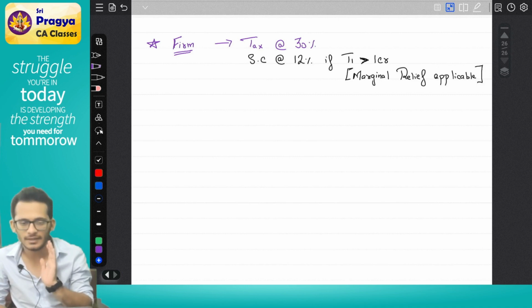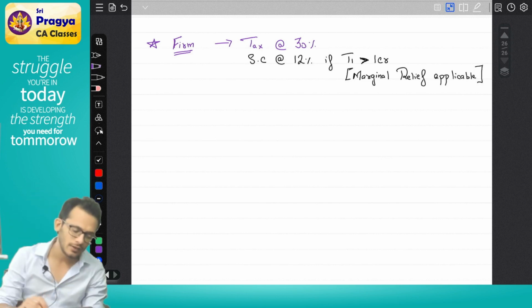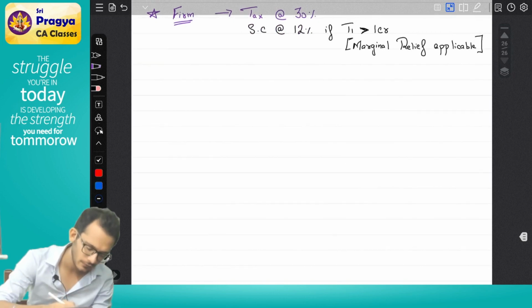It doesn't matter. You will only have 30% as a tax rate. Clear? Can we go forward? Yes. Moving to the most important tax rates from your final perspective.